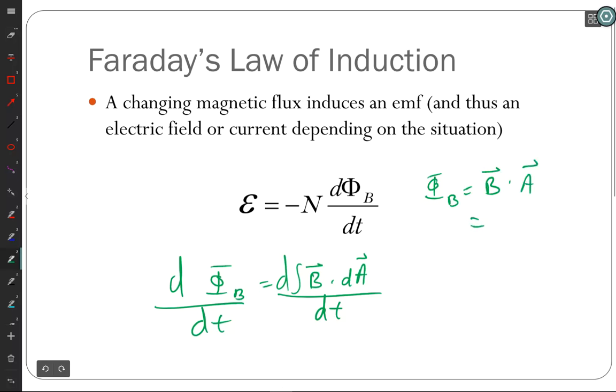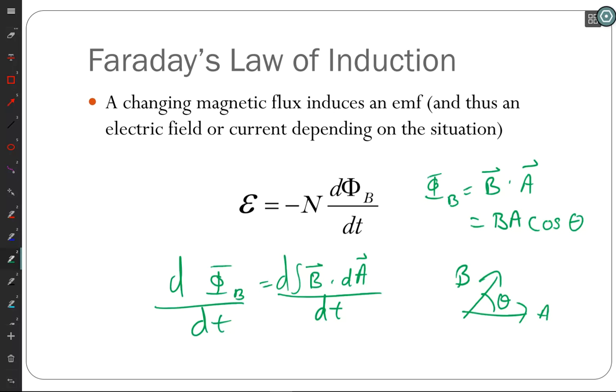Dot products, the result is always a scalar. And if it's B dot A, what's it going to be? B times A times cosine of the angle between the two. So if I have B like this and A like this, theta is the angle between the two. So I have three things that could change: B, A, and theta.